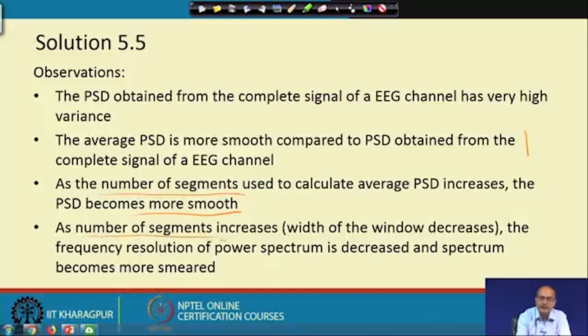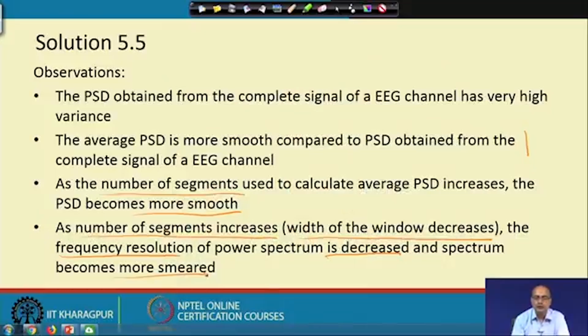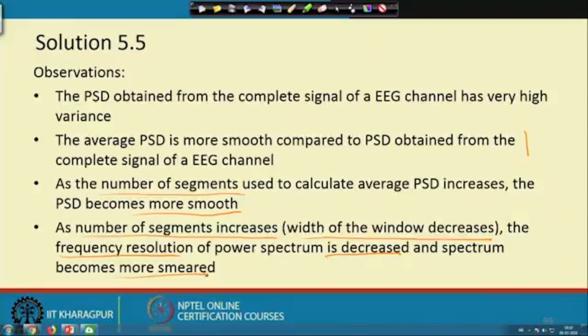As the number of segments is increasing and thereby the size of the window is decreasing, the frequency resolution is decreased, and we get a spectrum which is more smeared. That means that if we have two frequencies very close to each other, and we have more and more segments so the window size keeps on decreasing, these two peaks can get merged.